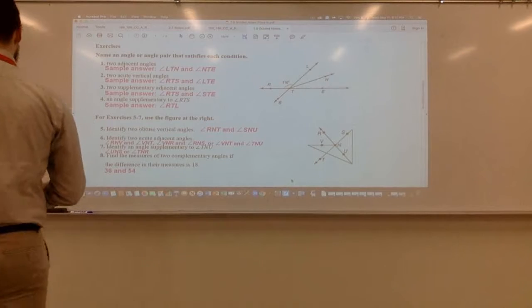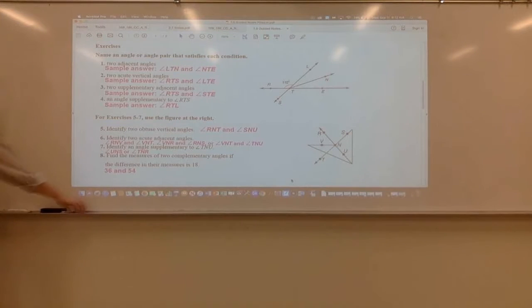So here's some sample answers. I said there's lots of different correct answers, so these aren't the only correct answers, but these are some examples. What questions do we have?